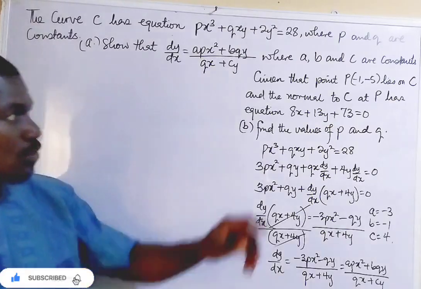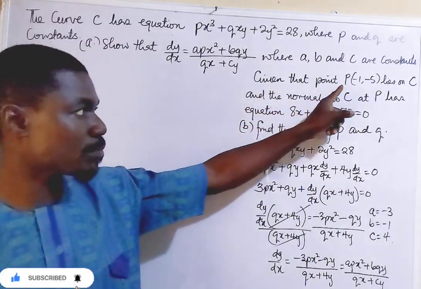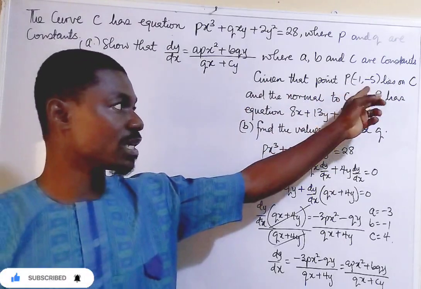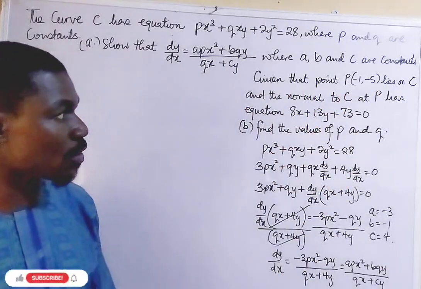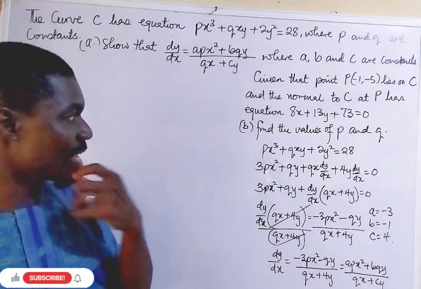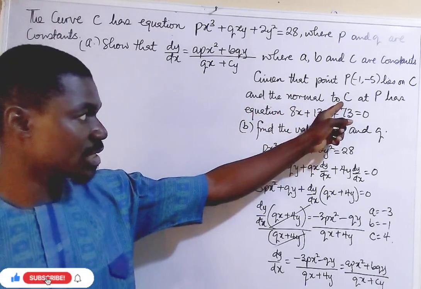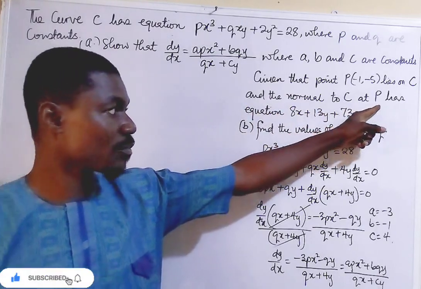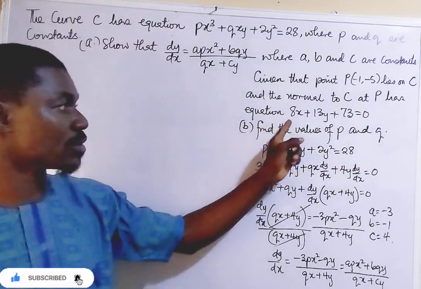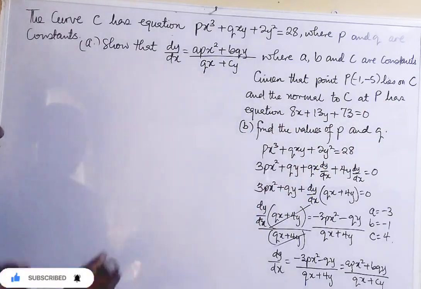Now we are here told that the point P with coordinates negative 1, negative 5 lies on C, and the normal to C at P has this equation. Now for instance, let's say this is the curve.